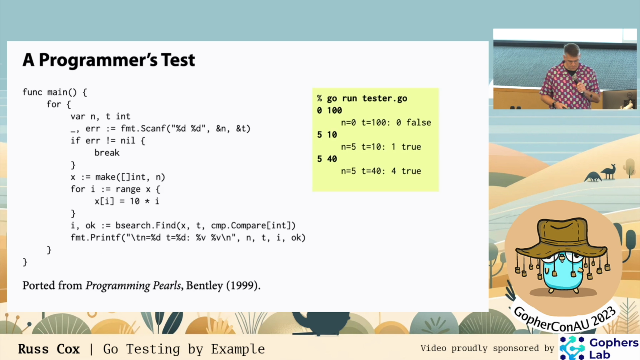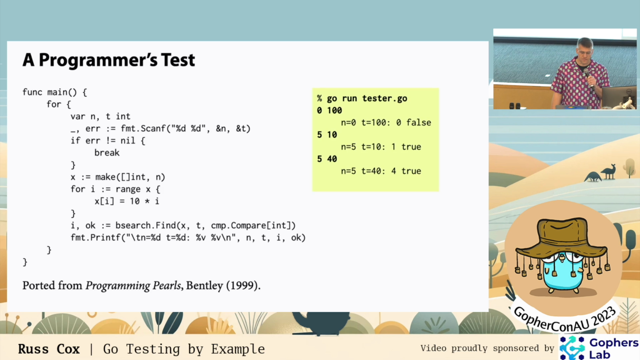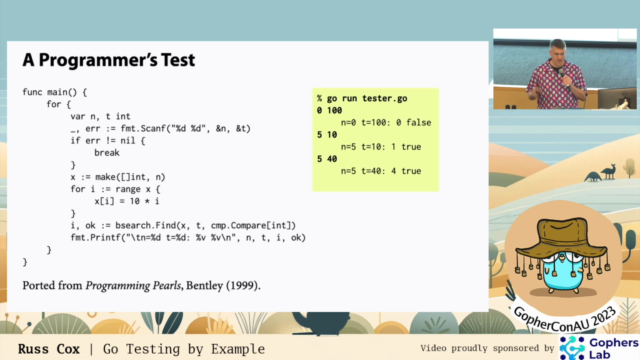That worked. That's cool. Here's a nice interactive tester for a binary search function. You type two numbers, n and t, and it makes a slice of n elements containing multiples of 10, and then it does a search for t in the slice, and then it prints the answers, and then it repeats. And this may seem trivial or silly, but how many of you have ever tested production code just by running it and poking at it for a while and saying, okay, that's good? All of us have done that.